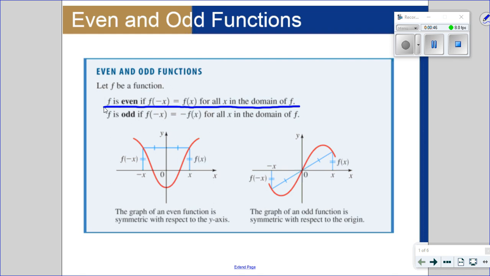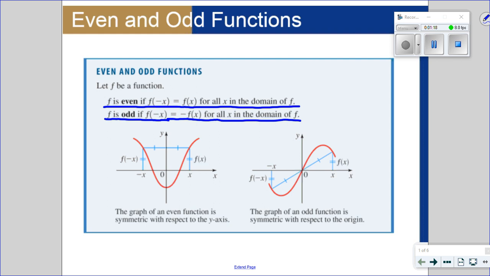And a function is an odd function if we replace x with negative x. So if f of negative x equals negative f of x for all x in the domain of the function. So that is saying if we're given an equation and we replace x with negative x and we simplify, we're going to end up with the opposite of the original function. Okay, so the signs of each term will change.